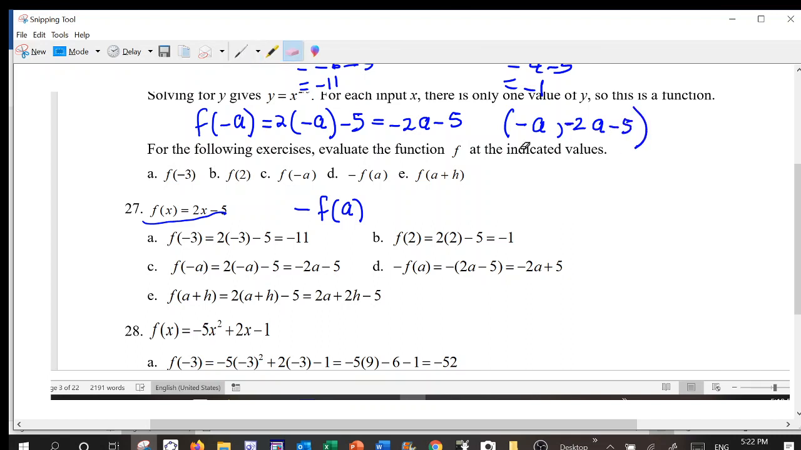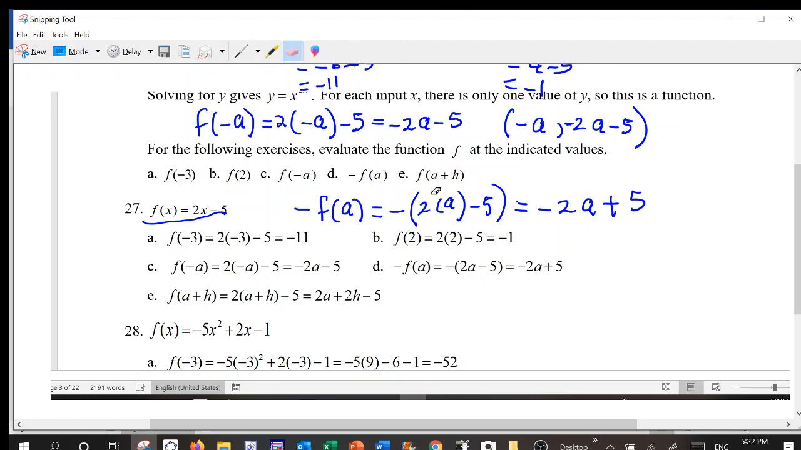Now if we know a, then we know this ordered pair, right? Now, what is negative f of a? It is negative whatever f of a is. So what is f of a? We're going to put it in parentheses. F of a would be, if you substitute a for x, 2 times a minus 5, which is negative 2a plus 5, right? So that's negative f of a.